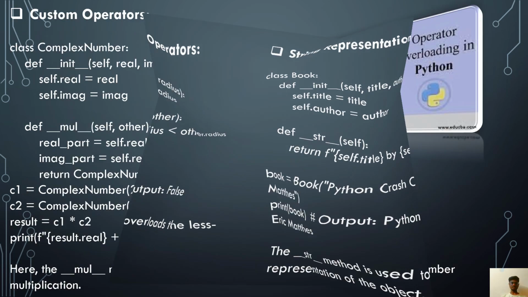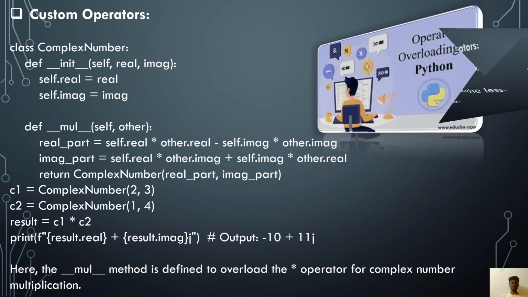Custom operator. In custom operators, the mul method is defined to overload the multiply operator for complex multiplication.